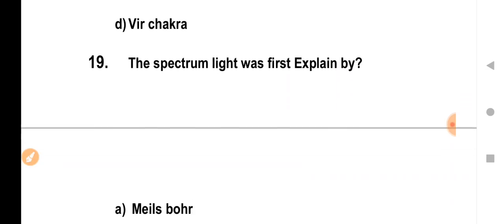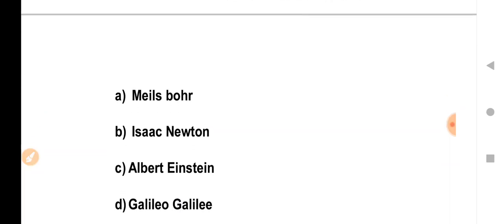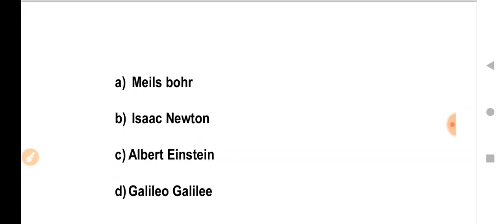Next question is, the spectrum of light was first explained by, and the options are... and the answer is B, Isaac Newton.